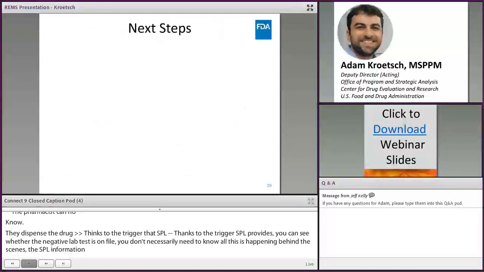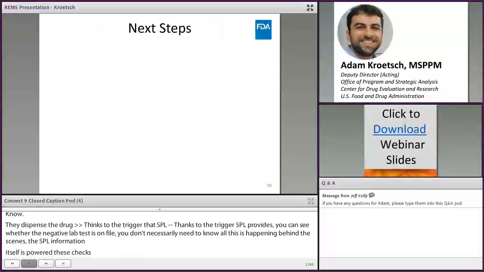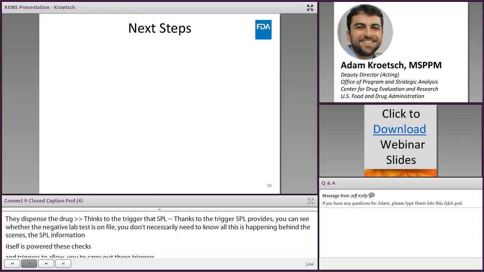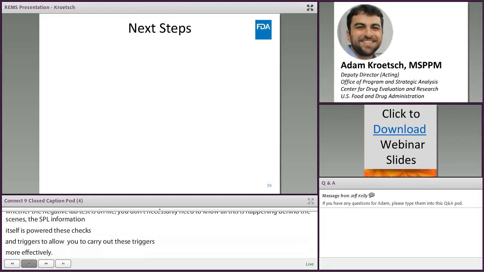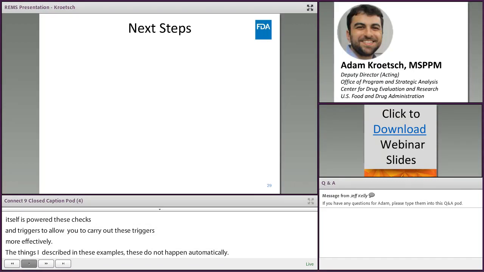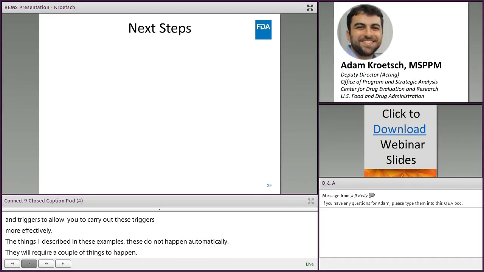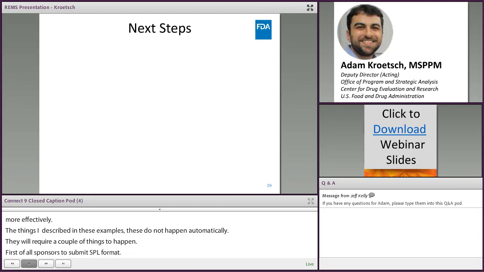And again, I'd like to note that the things that I described before in these examples, these don't happen automatically. They'll require a couple of things to happen. First of all, they're going to require sponsors to continue to submit REMS in SPL format so that we have a repository of REMS out there that healthcare systems can draw upon. And they'll also require healthcare institutions and systems developers to start making use of this data in their tools.